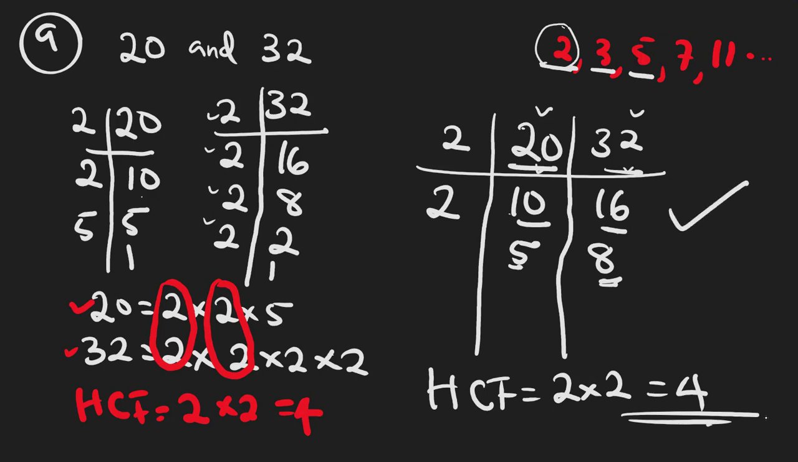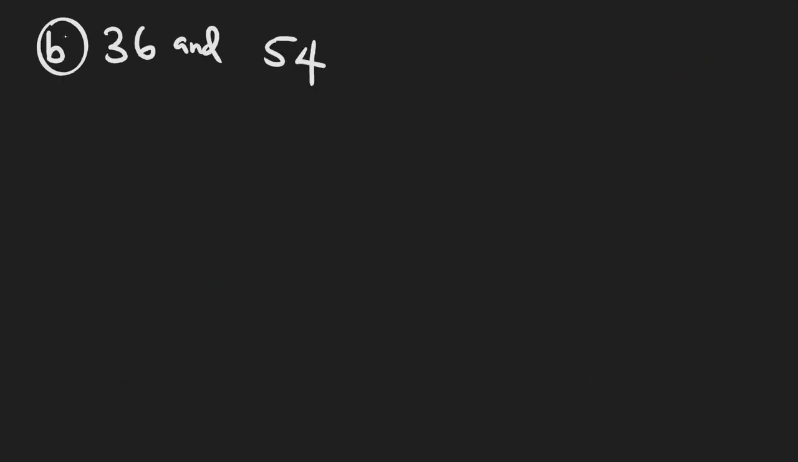Still give us the same thing. Let's see the next question. So this is the second set of numbers, 36 and 54. You can choose any of the methods. You can use this. We said 36, what can go? Let's see.